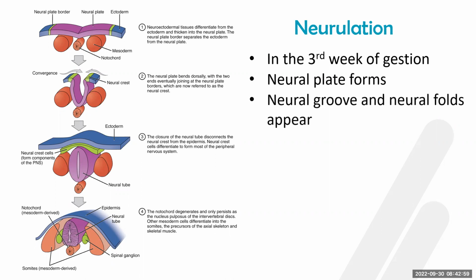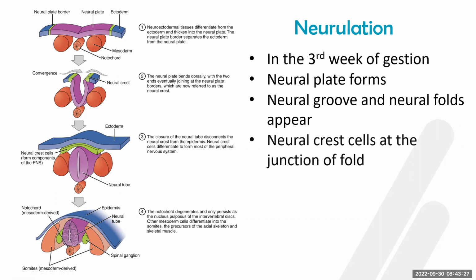Then a groove takes place on the neural plate. The groove is formed because the sides of the central part of the neural plate become elevated a little bit, making a fold. So it folds, and when they fold up, we have a groove appearing between them, and this groove is called the neural groove. So we have two folds and a groove in the middle.